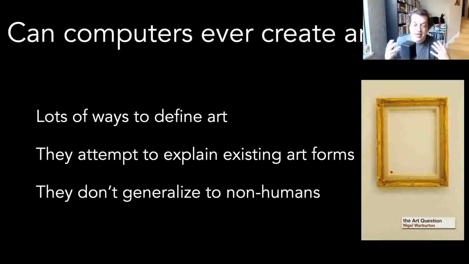They don't generalize to non-humans. We don't have any examples of things that are not human that are really considered artists. There are some examples with animals, but they aren't really relevant. And so for any prediction we make about whether computers could create art, we have to take a different approach.